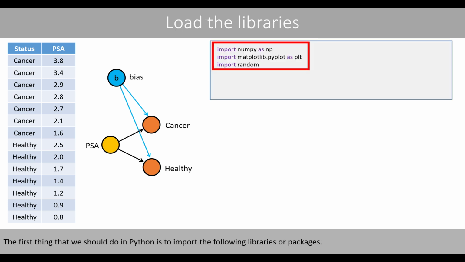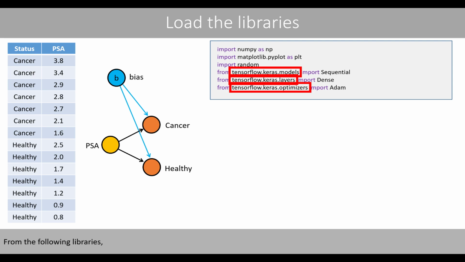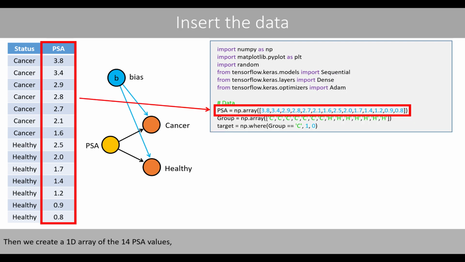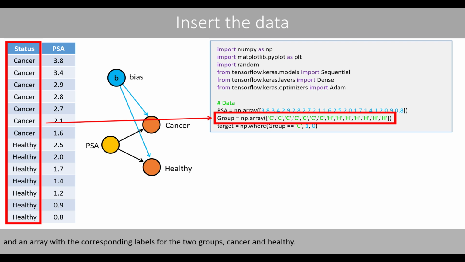The first thing that we should do in Python is to import the following libraries or packages. From the following libraries, we import only the following specific functions or classes so that we can use them directly in the code. Then we create a one-dimensional array of the 14 PSA values, and an array with the corresponding labels for the 2 groups, cancer and healthy.